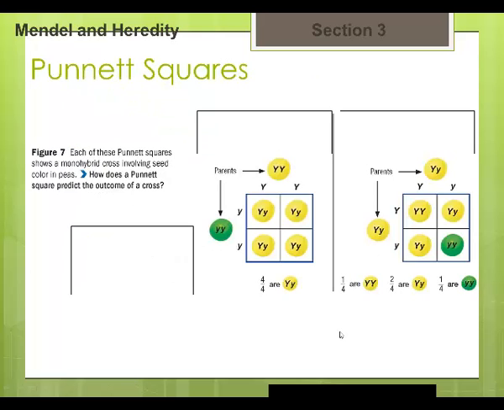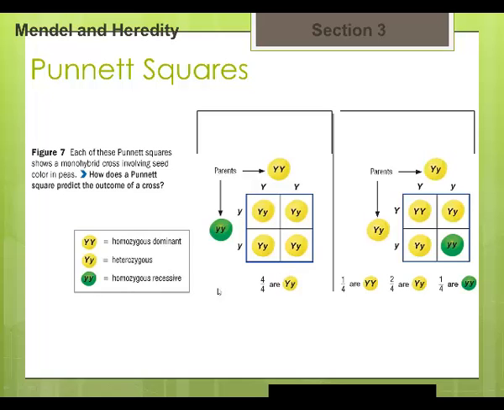Alright, so each of the Punnett squares shows a monohybrid cross. And you should have these inside of your notes. Go ahead and look at these inside of your notes. So the first cross is between a parent that is homozygous dominant, and the other parent is homozygous recessive. So we do the cross. We bring down the uppercase y across the lowercase y, and we create our Punnett square.